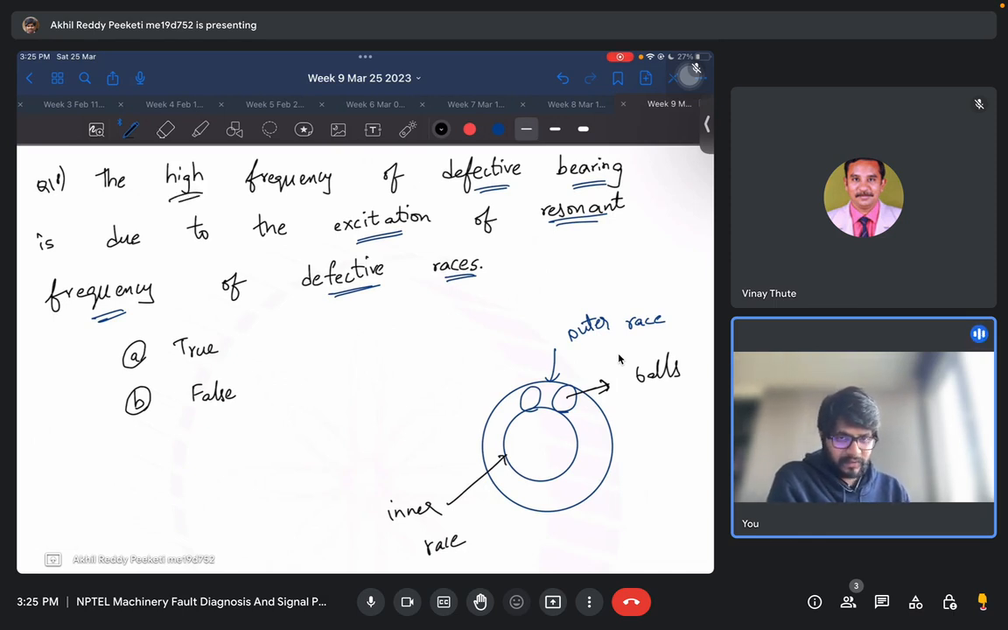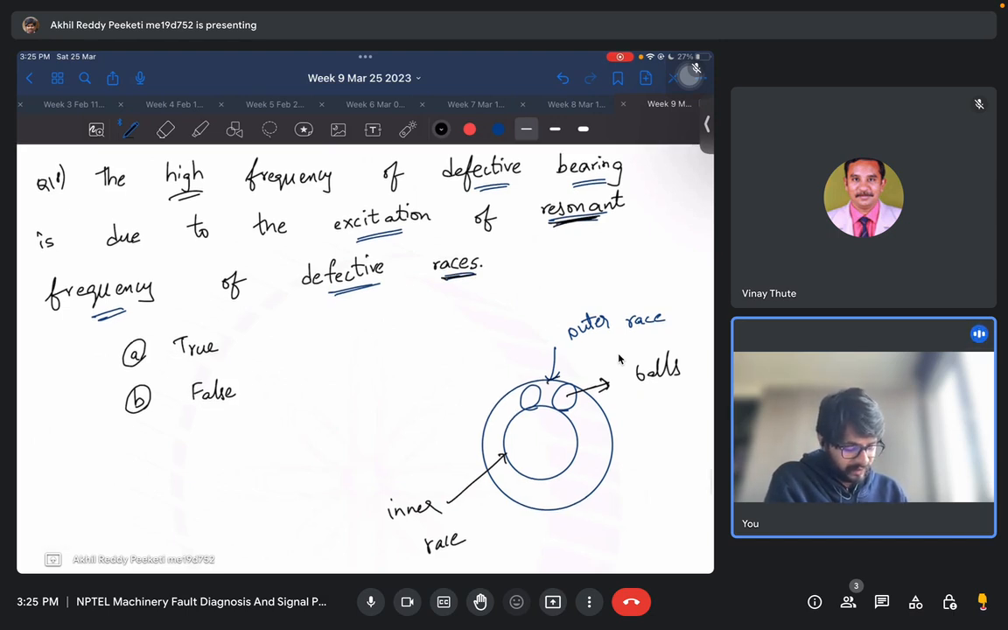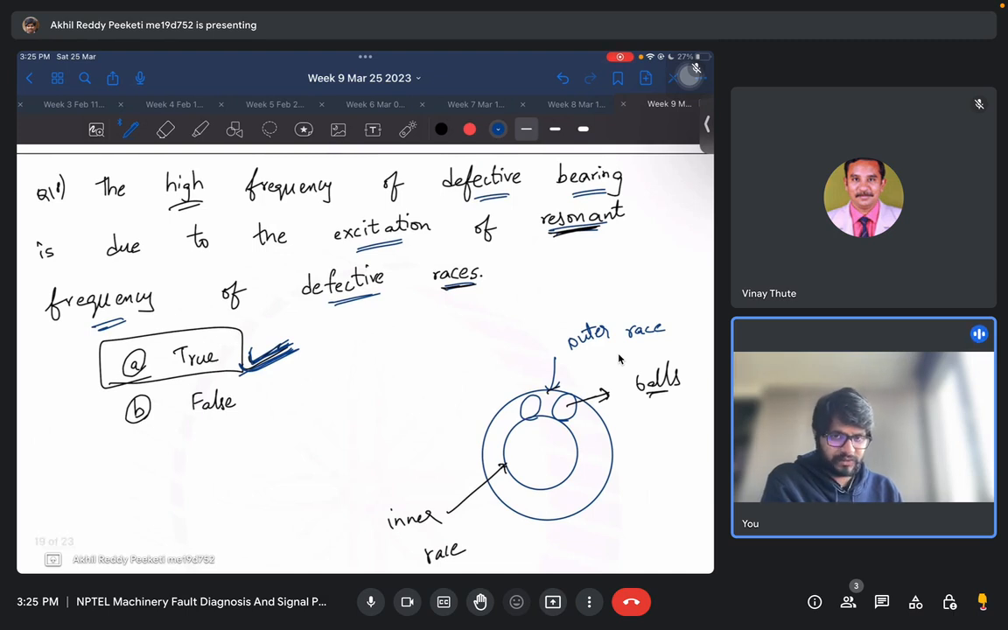Now when you have defective bearings, very high frequencies are possible, and that is due to excitation at the resonant frequencies of these races. So if there is a fault in the outer race, or in the inner race, or in any of the balls, that would lead to vibrations. But if the frequency of the actuation, or the working frequency itself, is at the natural frequency of any of these, then you would get very high frequencies in the frequency spectrum. So it is actually true. The high frequency of defective bearing is due to the excitation of the resonant frequency of the defective races.